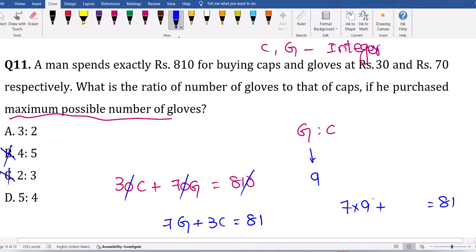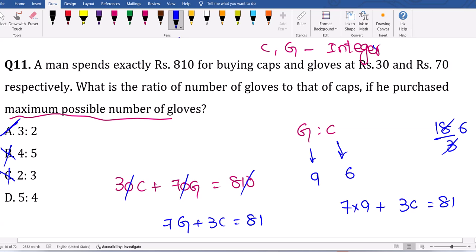Right? So you got 18. Is it divisible by 3? Yes. So 18 divided by 3 will get 6. 9 and 6, which is nothing but the 3 is to 2 ratio.